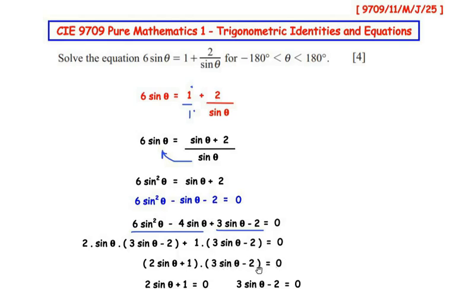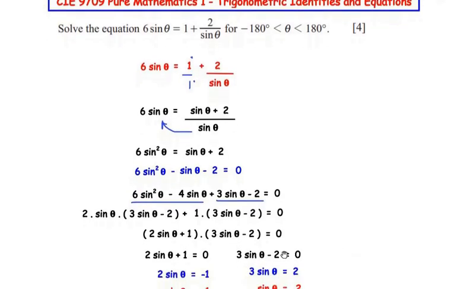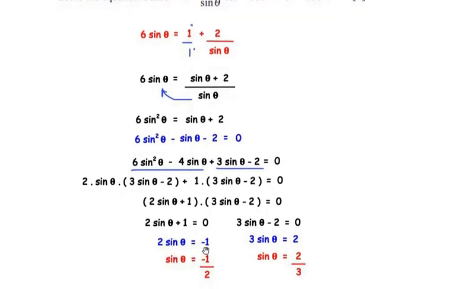Now equating each of these factors equal to 0, we get 2 sine theta plus 1 equal to 0 and 3 sine theta minus 2 equal to 0. Now in the first factor, let us take 1 on the other side of equal to sign. So we get 2 sine theta is equal to negative 1, and dividing by 2 on both the sides of the equal to sign, we get sine theta is equal to negative 1 over 2. Now in the second factor, let us take negative 2 on the other side of equal to sign. So we get 3 sine theta equal to 2. Now dividing both the sides by 3, we get sine theta is equal to 2 over 3.